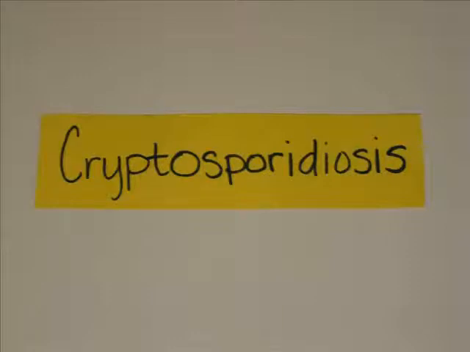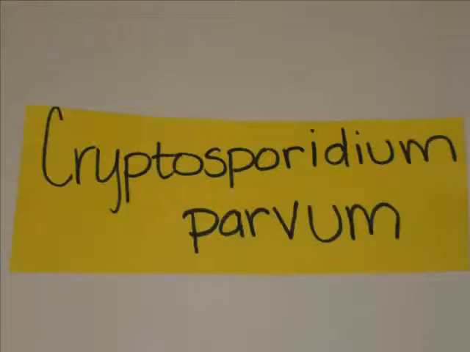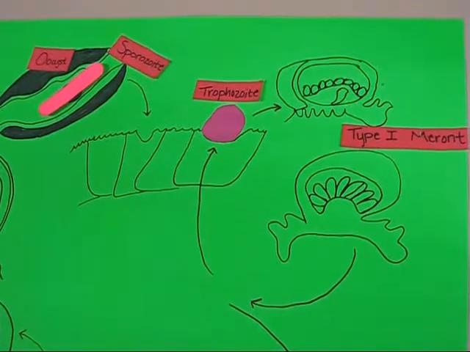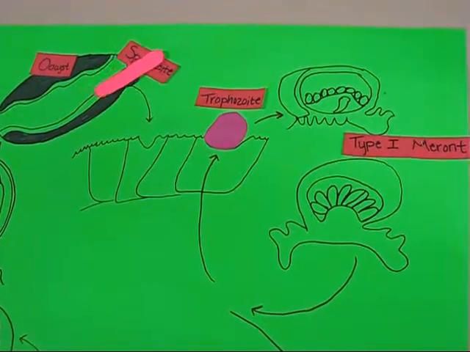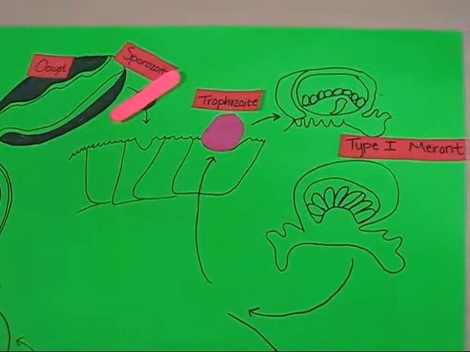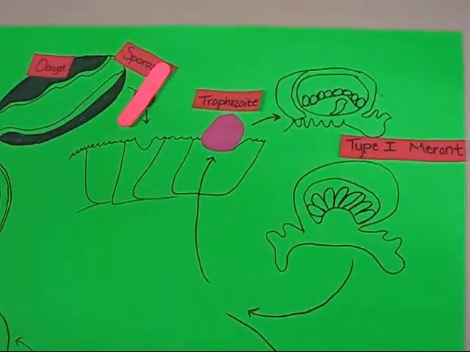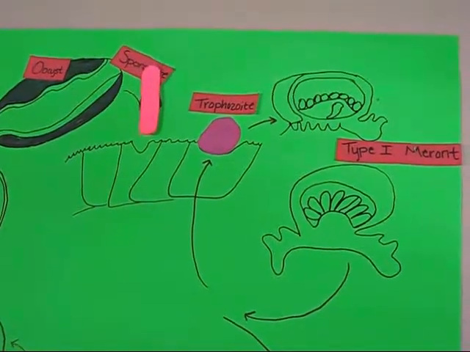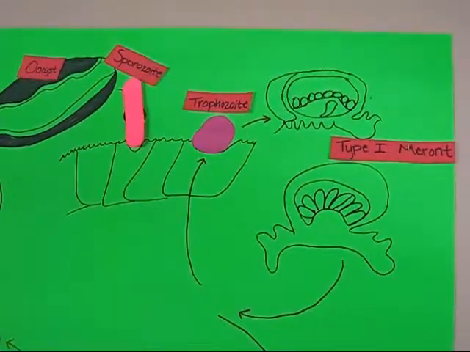Our disease is cryptosporidiosis. The etiological agent is Cryptosporidium parvum. After being ingested, the oocysts will work their way to the small intestine. From there, the sporozoites are released and attach to the microvilli of the epithelial cells.